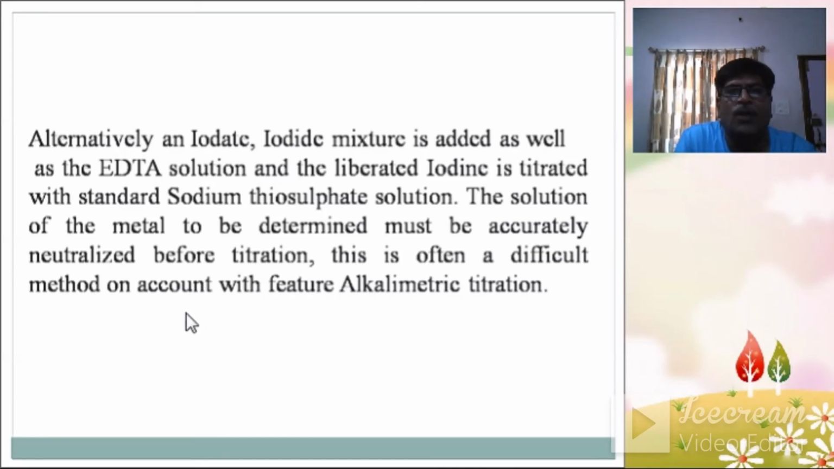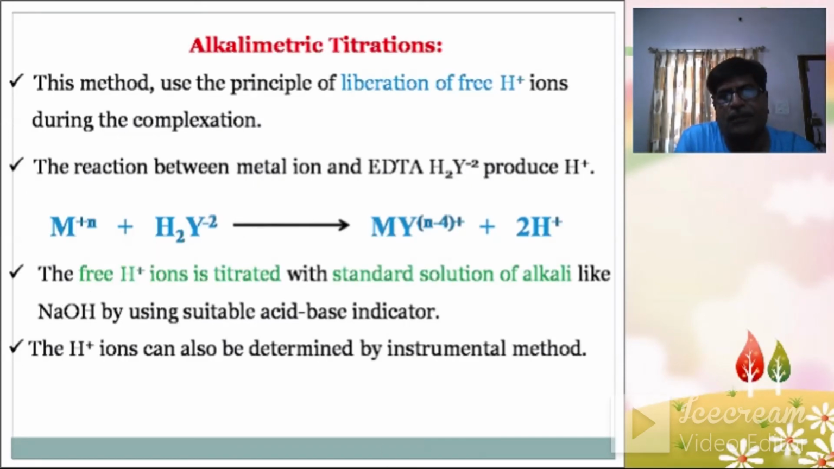The alkalimetric titration method is based on the principle of liberation of free H plus ions during the complexation reaction. The reaction between the metal ion and EDTA H2Y minus 2 produces H plus. This H plus is titrated with a standard alkali or base solution, like NaOH, using a suitable acid base indicator. The H plus ion can also be determined by instrumental methods.